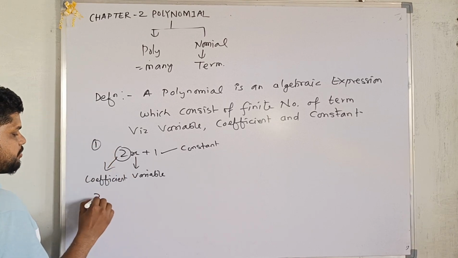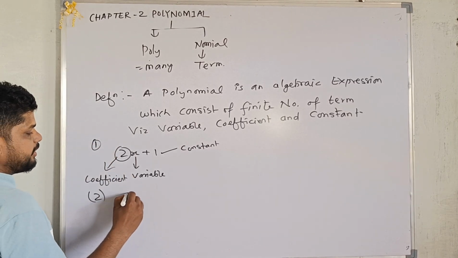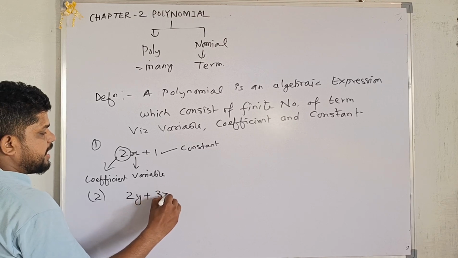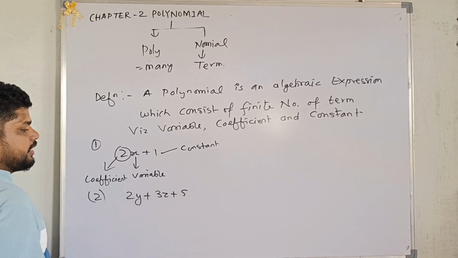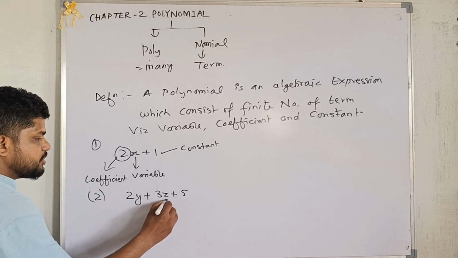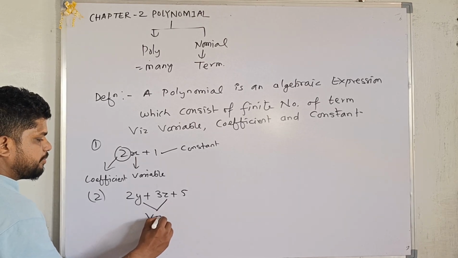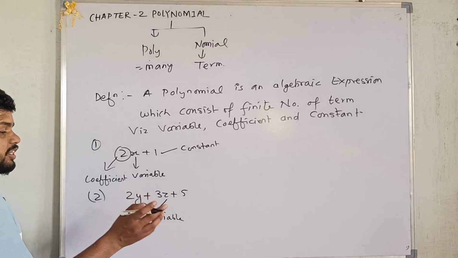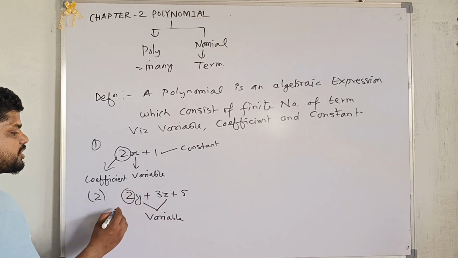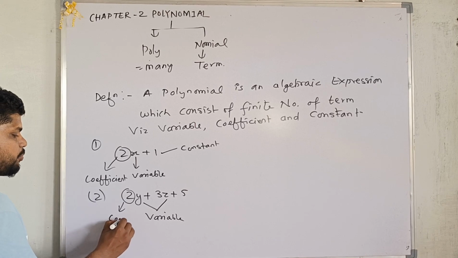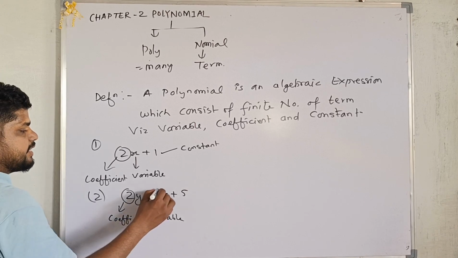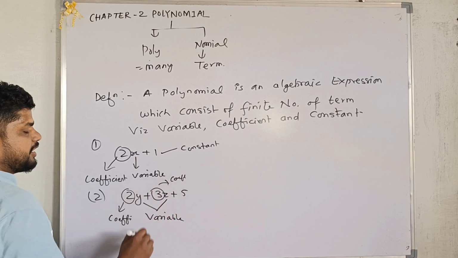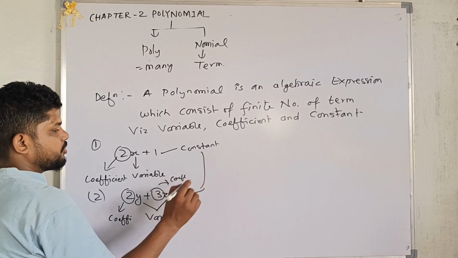One more example I want to add here, like suppose we are writing 2y plus 3z plus 5. Here z and y are known as variables. For the variable y, 2 is the coefficient, and 3 is called the coefficient for the variable z. Here 5 is again the constant.